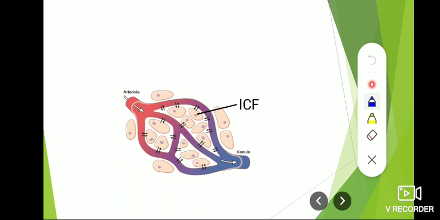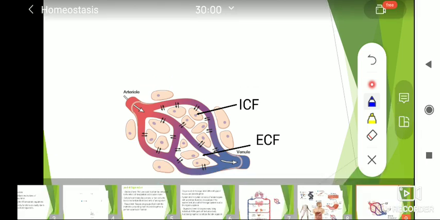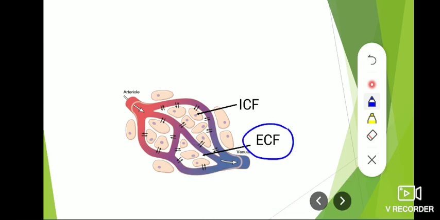In this cell, there is a fluid inside. This fluid is called the ICF, that is intracellular fluid, and the fluid surrounding it is called the ECF, or extracellular fluid. Simple terminologies. Fluid present inside the cell is the intracellular fluid. Fluid outside is the extracellular fluid. So this is the environment in which our cell is living. Our cell is living in the environment of ECF.